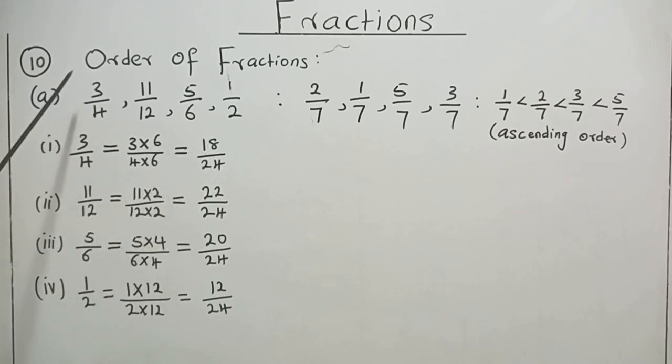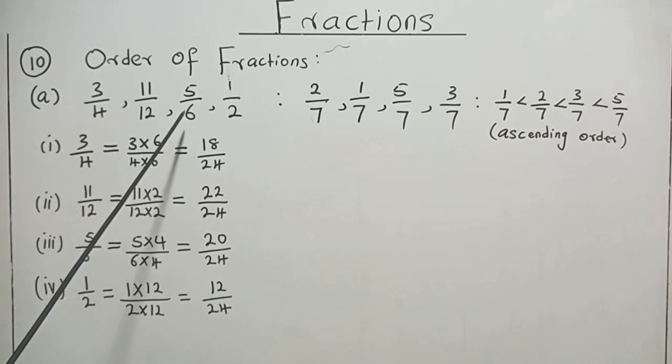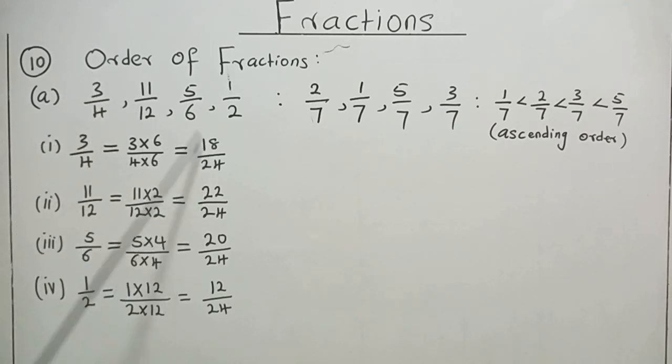It therefore means that 3 over 4 is equivalent to 18 over 24. This and this are just the same fraction, equal in value. They only differ in appearance. Next, we have 11 over 12.